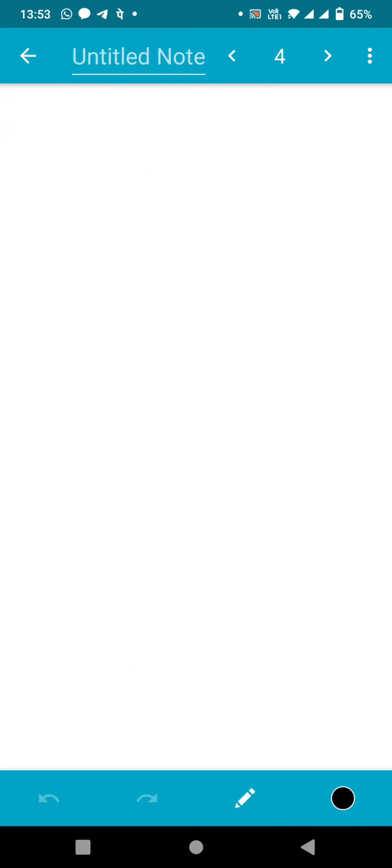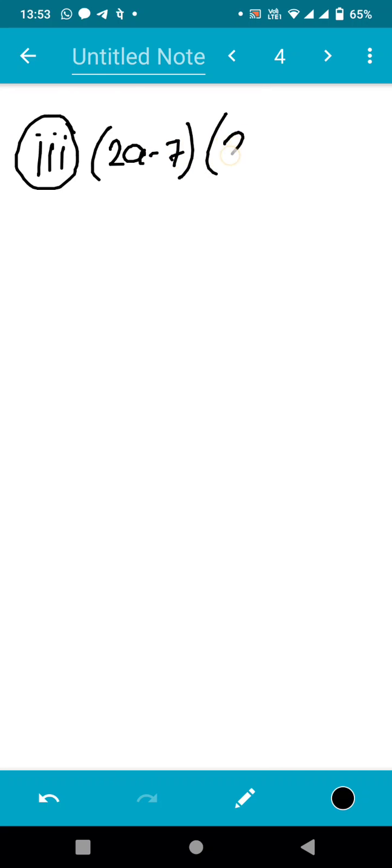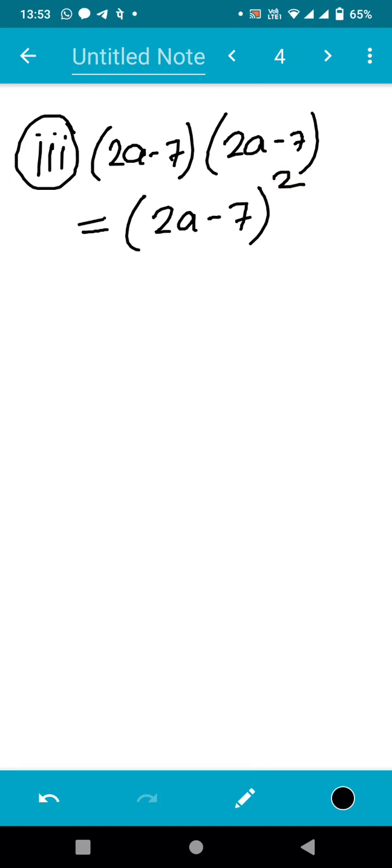So now what we have in sum number 3, we have 2a minus 7. Now 2a minus 7, in another bracket also we have 2a minus 7 only. Okay, so how to write this form? So we'll write this as 2a minus 7 whole square. Okay, now to do this particular product, we'll need another identity, that is we'll go for the second identity.